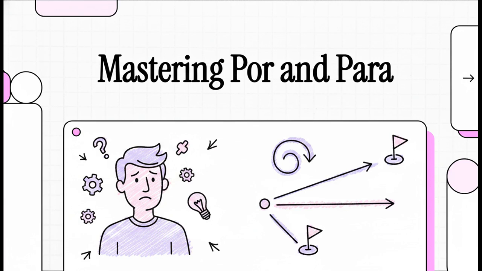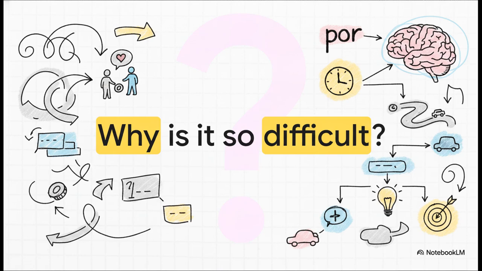English speakers. Yep, we're talking about choosing between por and para. If you've ever frozen mid-sentence, just blindly guessing which one to use, trust me, you are not alone. You're in exactly the right place. By the end of our time together, you're going to have a rock-solid mental framework to know exactly when to use which. But really, why is it so difficult? Why do we constantly trip up on this?